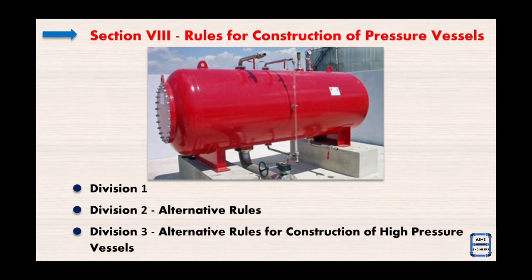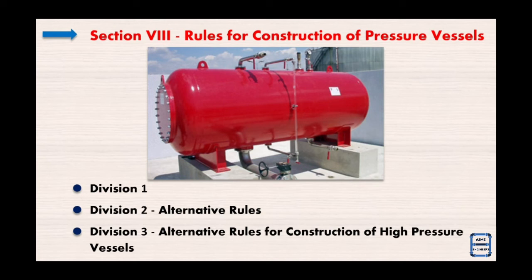Subsection B is requirements pertaining to methods of fabrication of pressure vessels. It consists of Parts UW, UF and UB. Next is subsection C, which is requirements pertaining to classes of materials, which consists of Part UCS, Part UNF and so on. Next is Division 2.